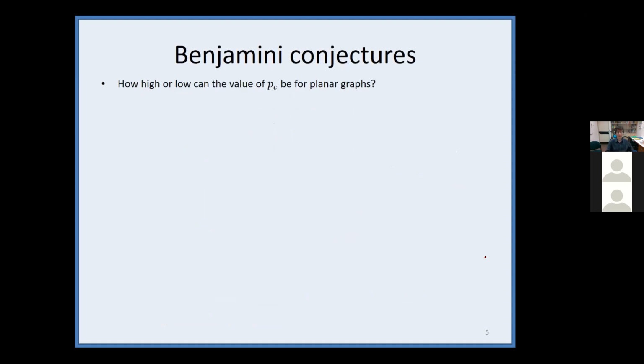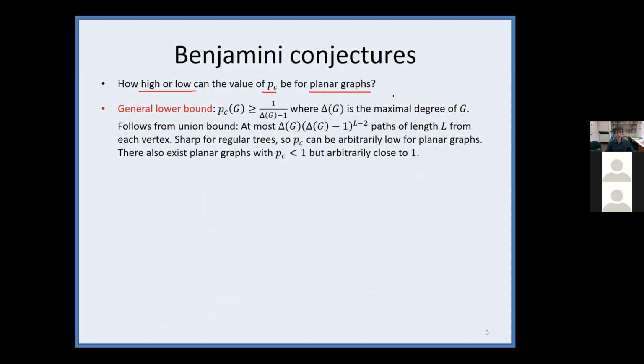Okay, and here are some conjectures of Itai Benjamini. The motivating question is how high or low can the value of P_C be for planar graphs? Now, this question is maybe not the best formulated, because indeed it can be as high or as low as we want. For a general graph, you always have the lower bound that P_C is greater than 1 over the maximal degree minus 1 for the graph. This holds on any graph.